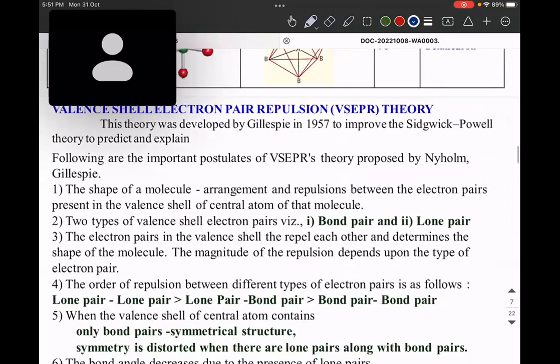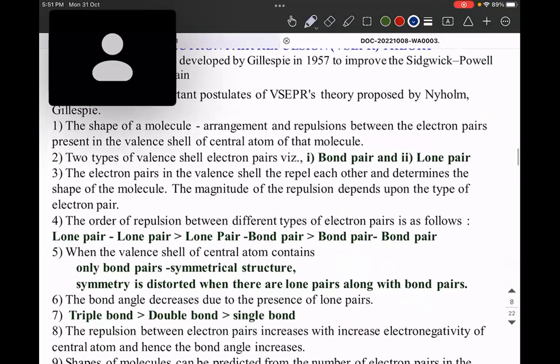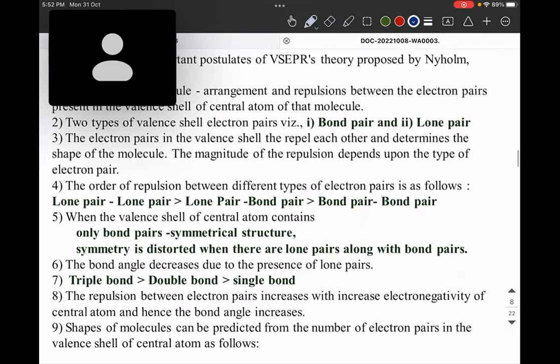So what are the important postulates of valence bond theory? You have to identify the central and peripheral atoms, and you have to find out the types of electron pair. So 2 types of electron pair: one is the bond pair, another one is the lone pair. The bond pair and lone pair define the structure of your molecule. Okay. So you have to identify the magnitude of your electron pairs. Magnitude means the lone pair occupies more space than the bond pair.